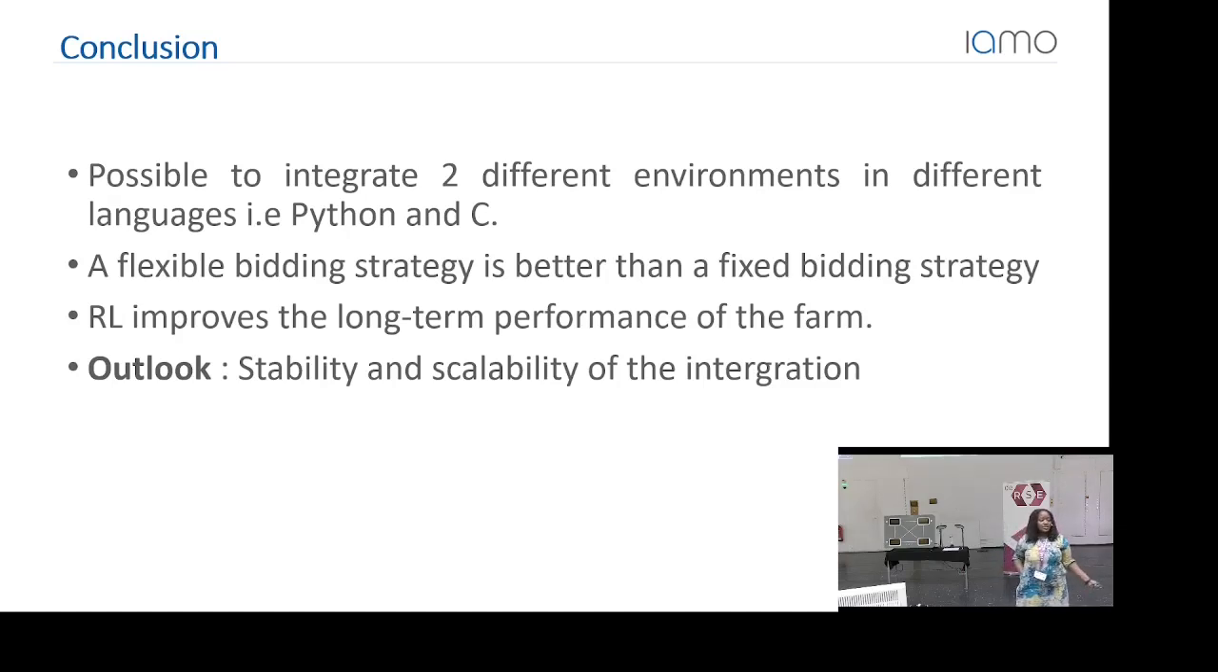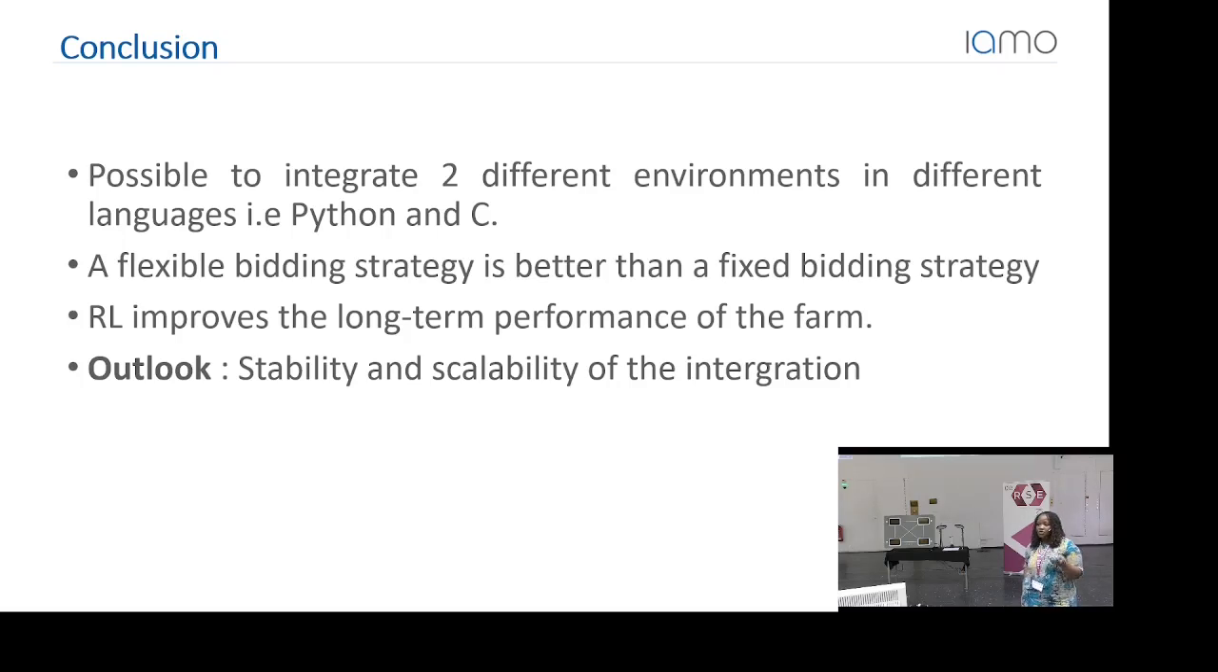So to conclude, yes, it's possible. One thing is that we're able to integrate and get these to communicate, because they need to communicate in real time, as data is being fed from Python to C++ and back. The second is that it's better to be flexible, which also improved long-term performance.